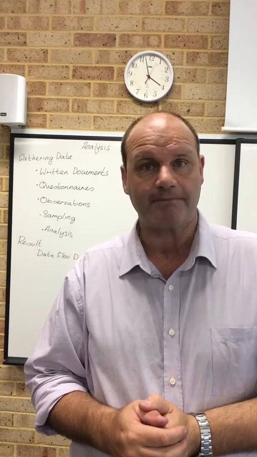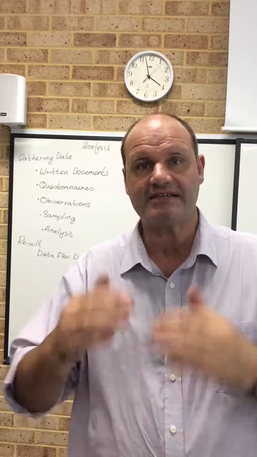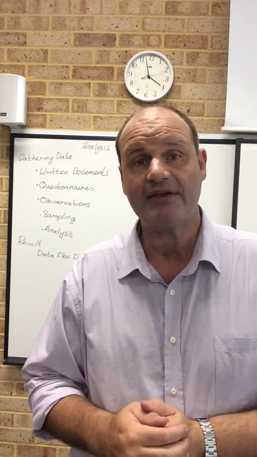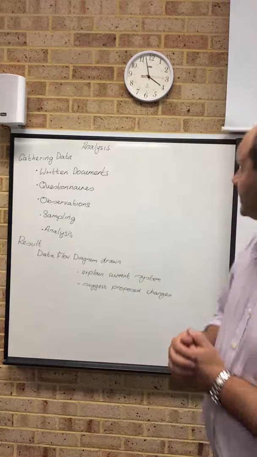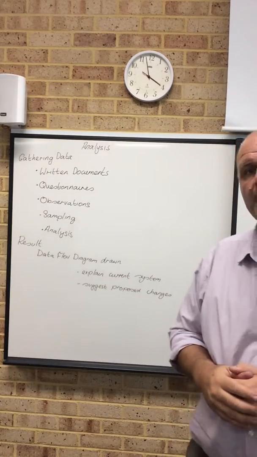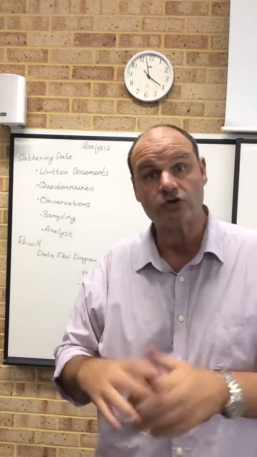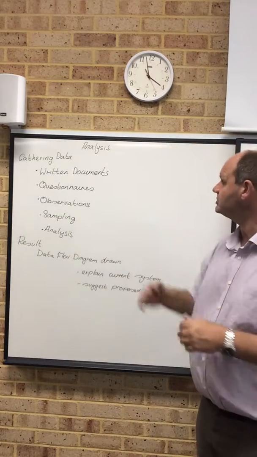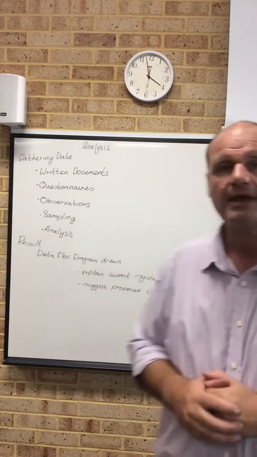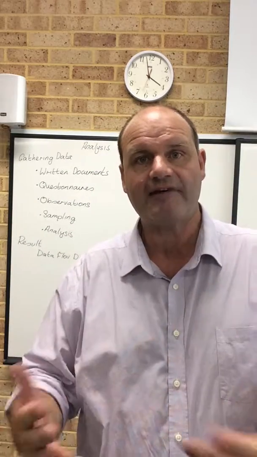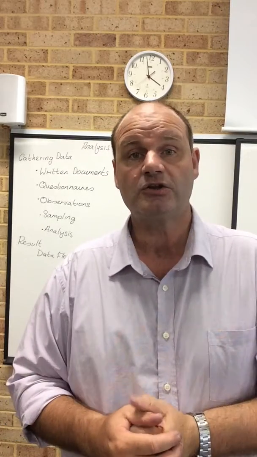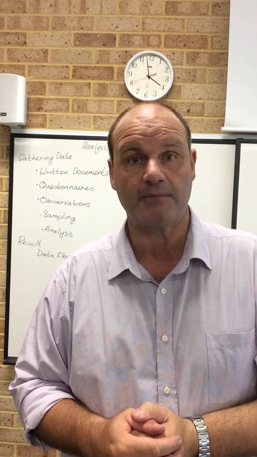So, in recapping, the analysis phase is essentially about gathering data. How that data is gathered can be done in different ways. It can be done through written documents, questionnaires, which can be done in a structured and non-structured way, observations, sampling, and analysis. And the result of that is a diagram is produced in the form of a data flow diagram, as well as through charts, to show where this information is being moved around.